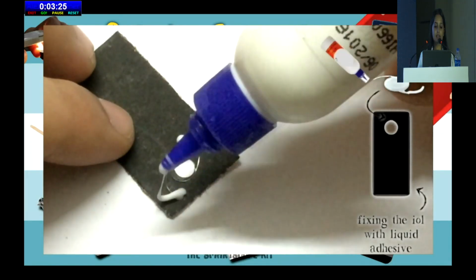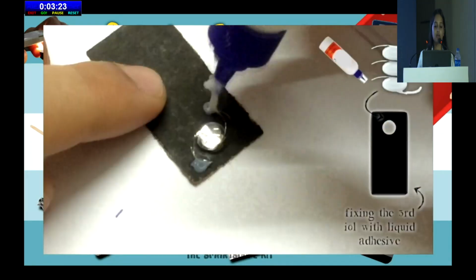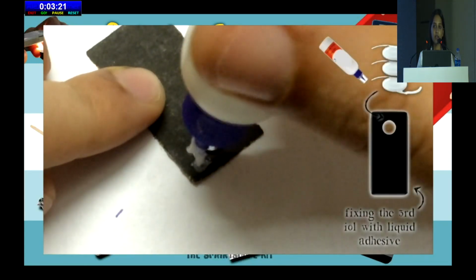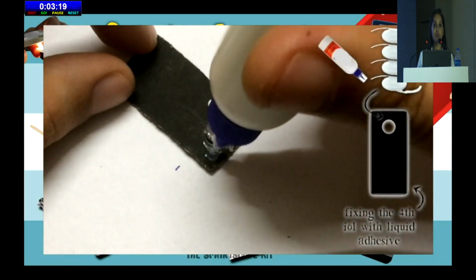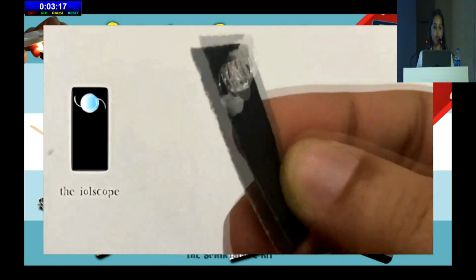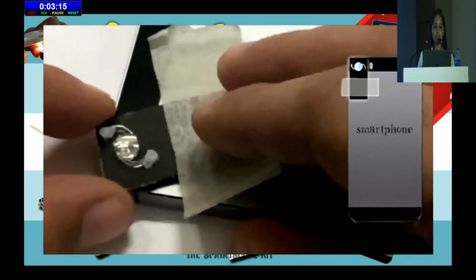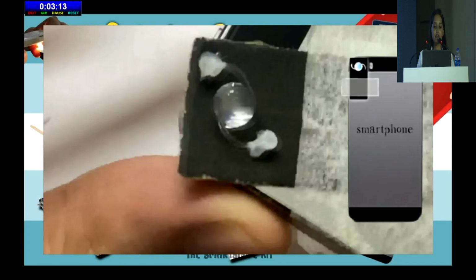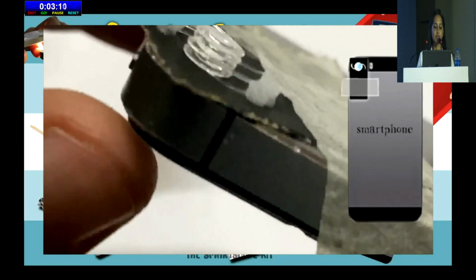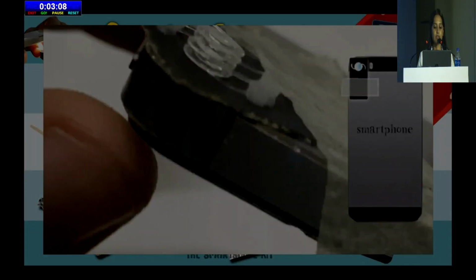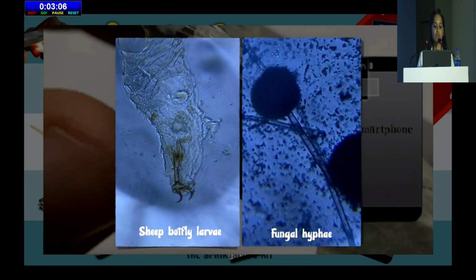And then in cases of ulcer suspect, we use the IOL scope, which is an alternative to the compound microscope. We use four 30 diopter lenses heaped upon each other, and then against the smartphone camera we could detect one case with fungal hyphae and another case with a foreign body sensation showing a sheep botfly larva.